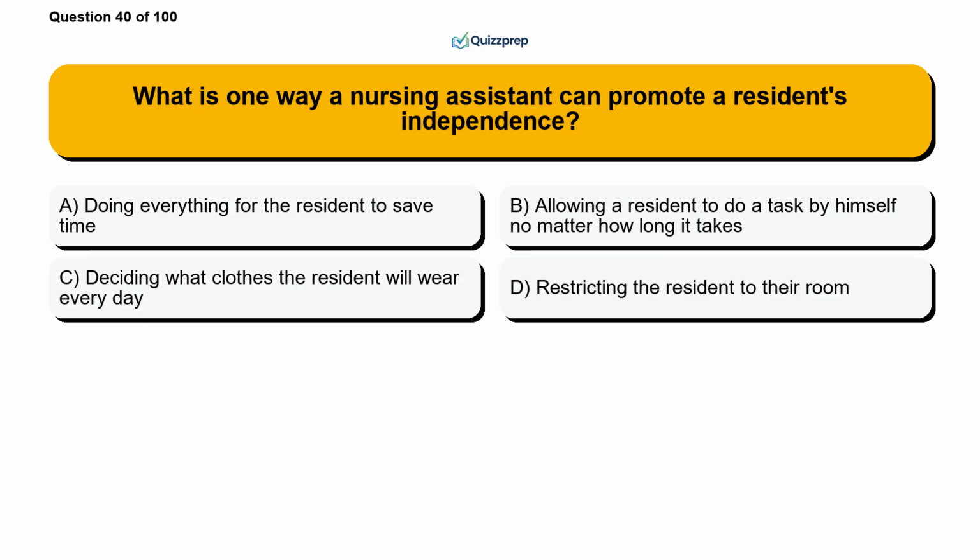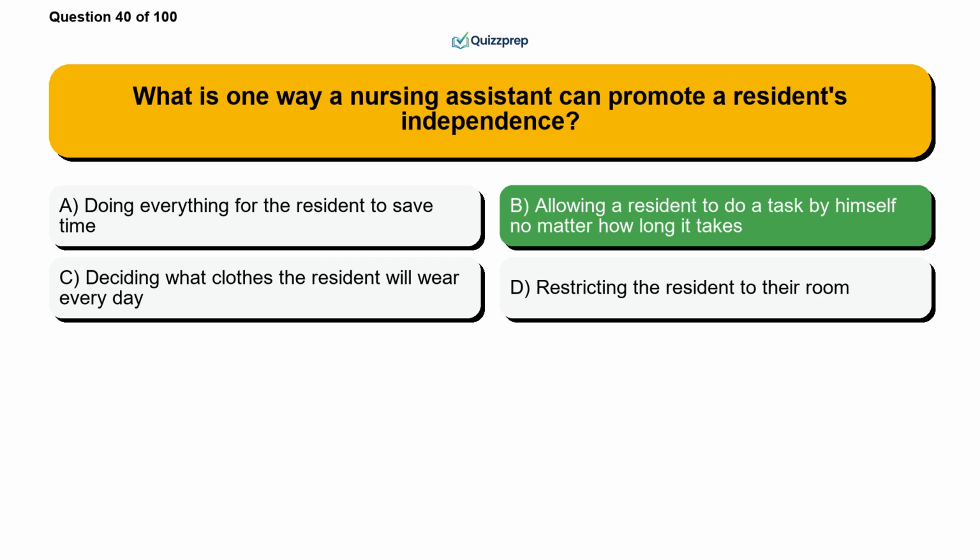Question 40. What is one way a nursing assistant can promote a resident's independence? Option A, doing everything for the resident to save time. Option B, allowing a resident to do a task by himself no matter how long it takes. Option C, deciding what clothes the resident will wear every day. Option D, restricting the resident to their room. The correct answer is option B, allowing a resident to do a task by himself no matter how long it takes.